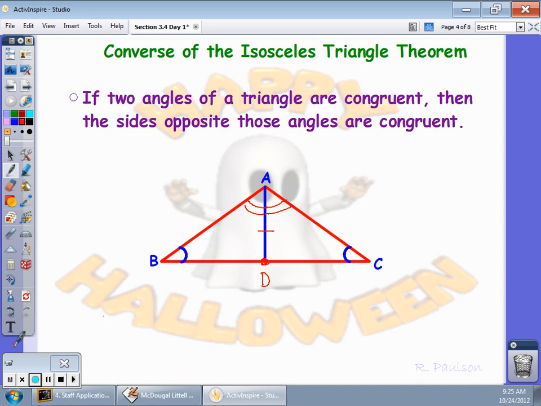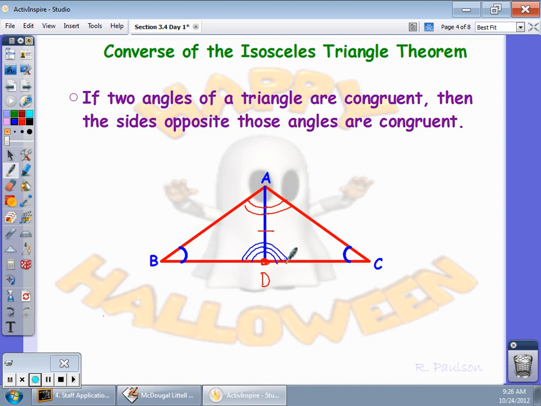So what we're going to have to do is go back to what we learned in previous chapters. We know if two angles of one triangle are congruent to two angles of another triangle, then the third angles are congruent as well. Since B is congruent to C, and angle BAD is congruent to angle CAD, now I know that angle BDA must be congruent to angle CDA. So now I can go ahead and mark this.